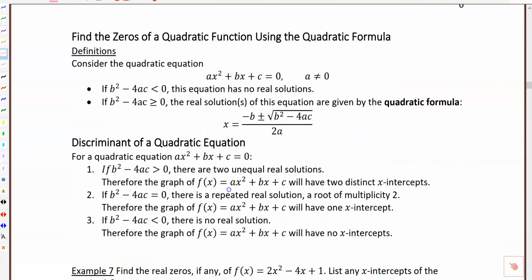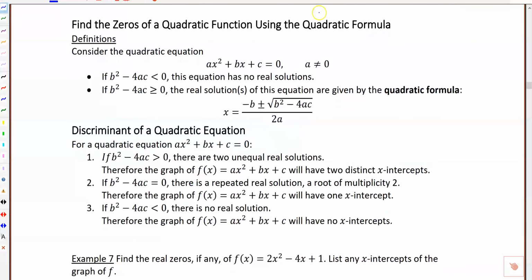The next process we're going to look at to solve our quadratic equations is going to be the ever famous quadratic formula. Alright, so given your quadratic equation ax squared plus bx plus c is equal to 0, where a is not equal to 0, if b squared minus 4ac is less than 0, so this a, b, and c come from the coefficients of your quadratic equation, if that computation is less than 0, then this equation has no real solutions. If b squared minus 4ac is greater than or equal to 0, the real solution or solutions of this equation are given by the quadratic formula.